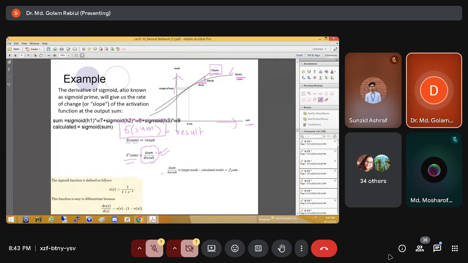Now, with this rate of change, how much will it change our error? The error is the target result minus the calculated result. Then we take that rate of change times our error.